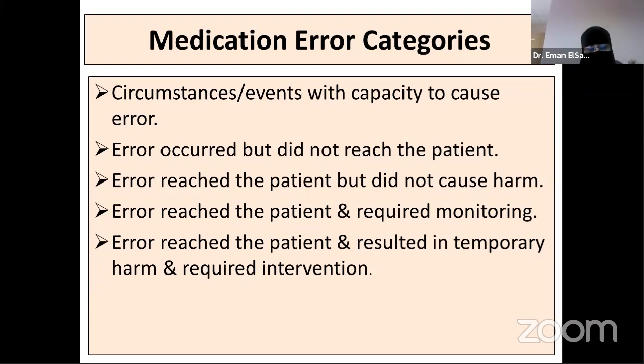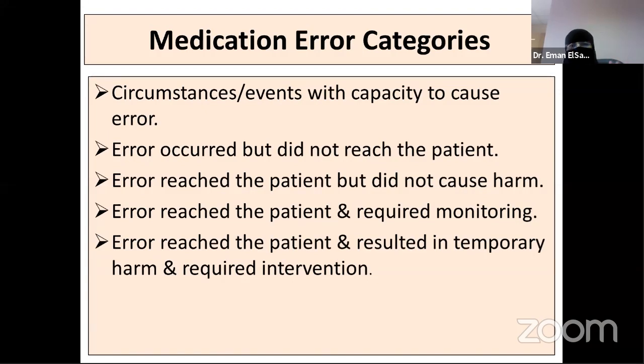Another category: error occurred but did not reach the patient. For example, the doctor ordered one antibiotic, for example ciprofloxacin, but the pharmacist dispensed or prepared ceftazidime, but during the double check by the pharmacist or nurse, the mistake is caught before reaching the patient. This is a near miss.